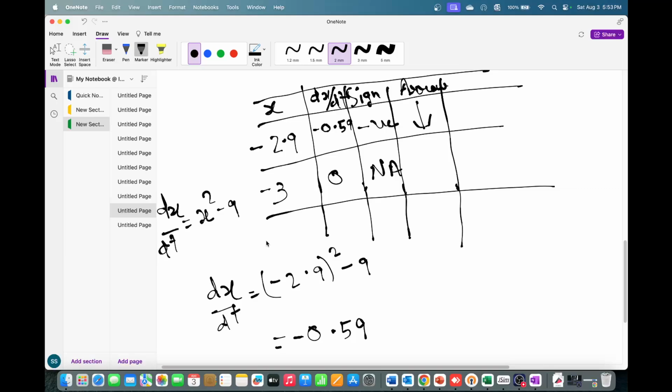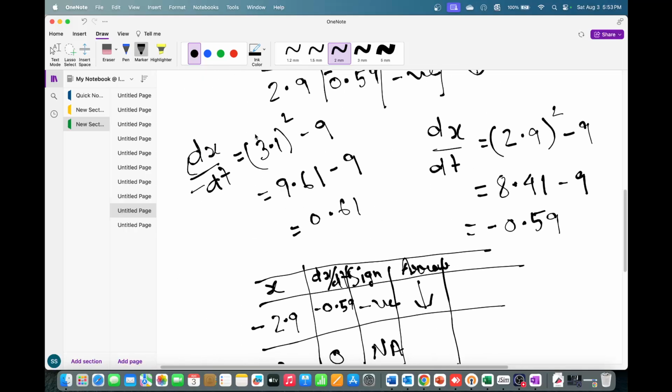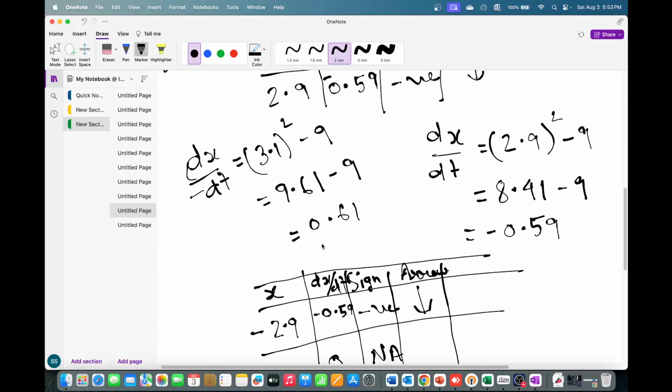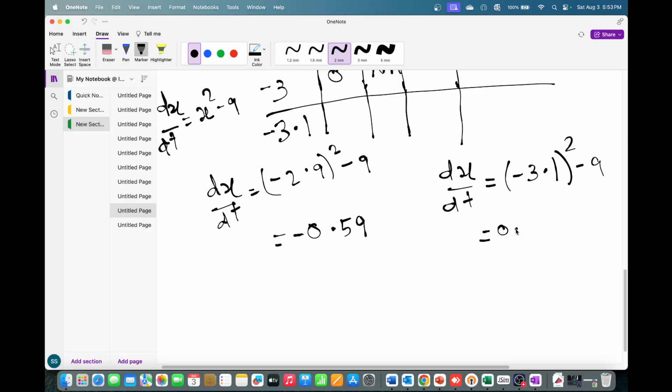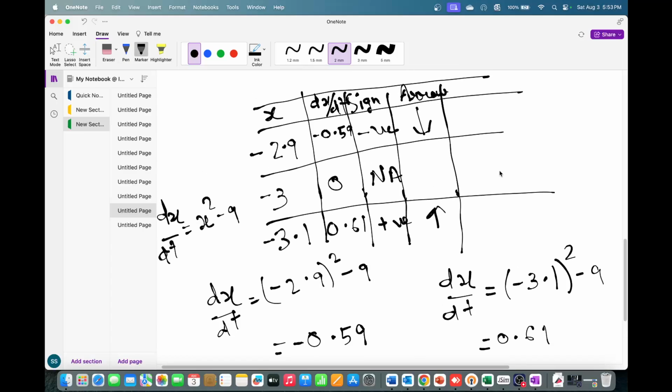Now let's take a slightly lower value than minus 3. Minus 3.1 is a lower value than minus 3. So here also dx/dt will be minus 3.1 squared minus 9. This we have already done before because minus 3.1 squared is the same as 3.1 squared. So this comes out to be 0.61. This is positive, and the arrow is coming inside. So what is this? This is the stable steady state.